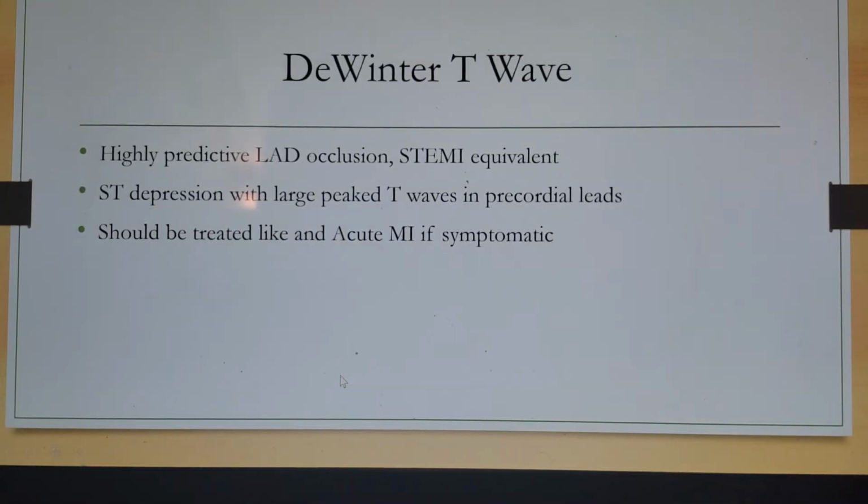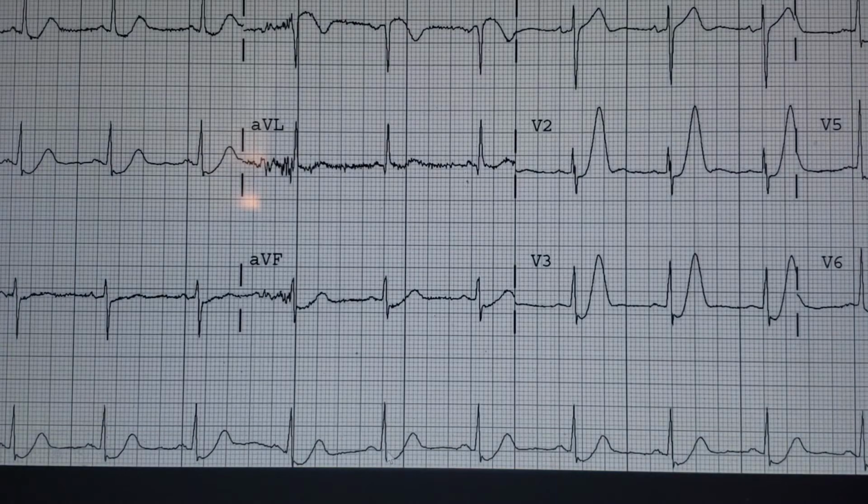De Winter T waves, those are highly predictive of LAD occlusion. They should be considered a STEMI equivalent. ST depression with large peaked T waves in the precordial leads, and they should be treated like an acute MI if symptomatic. So I'll show you those. See those? Big, huge T waves, especially in V2 and V3. I would be worried about hyperkalemia with those size T waves as well.